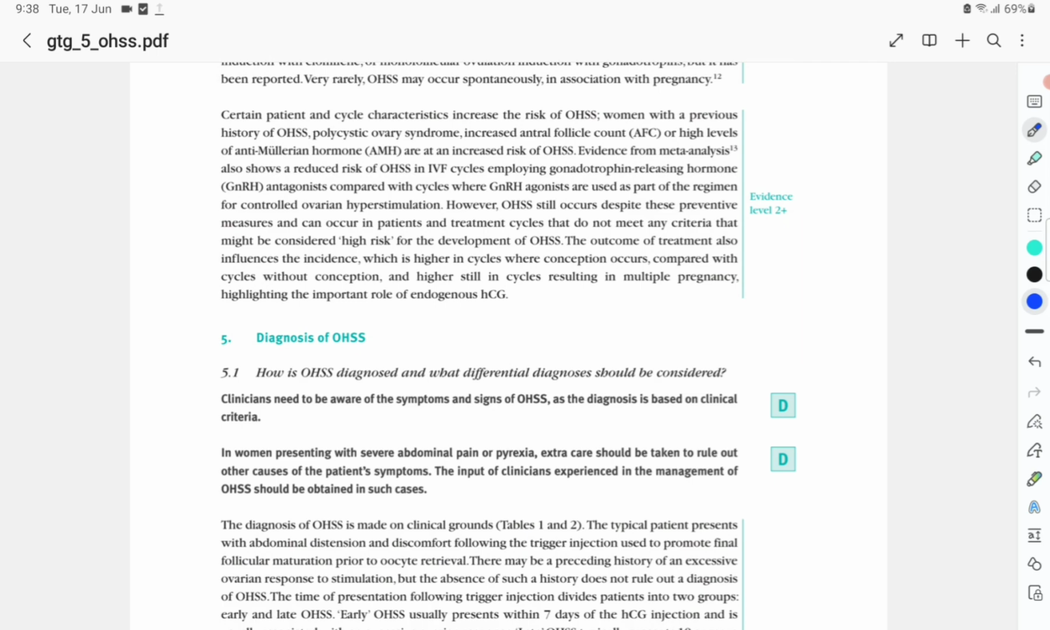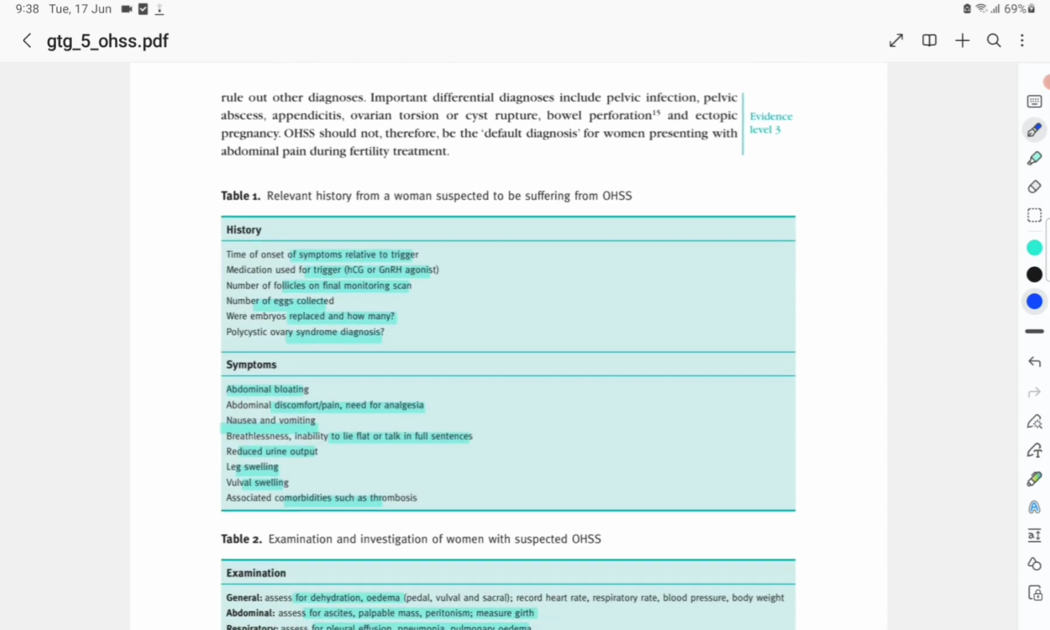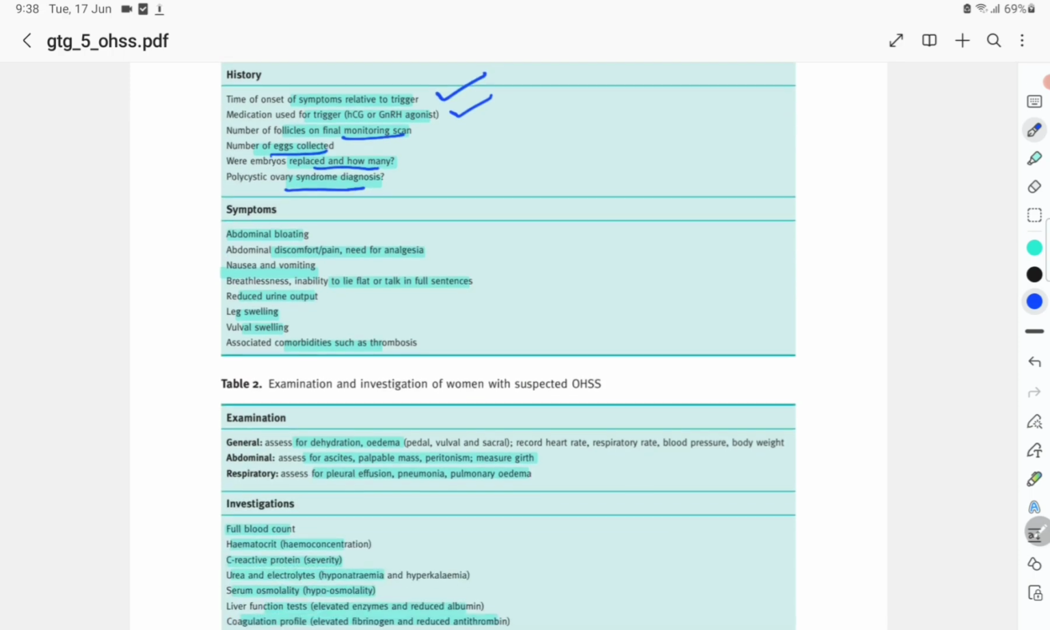Okay, the next is how to diagnose. Basically, you have to get a relevant history from a woman who is suffering from OHSS: the time of onset of symptoms related to the triggering agent, medication like HCG or GnRH agonist, follicular monitoring scan, the number of eggs collected, how many days since embryo replacement, and polycystic ovarian diagnosis.